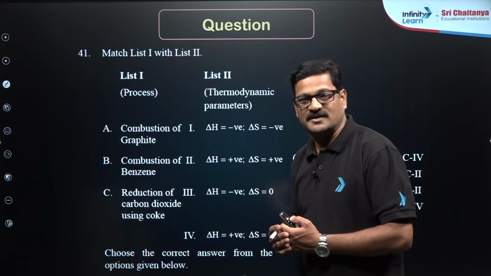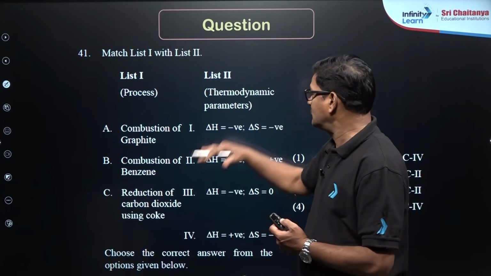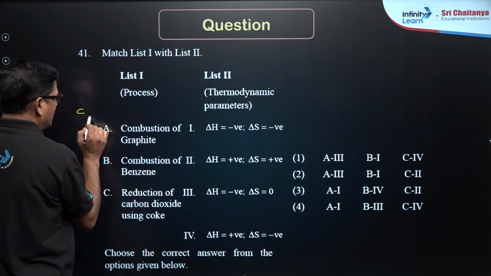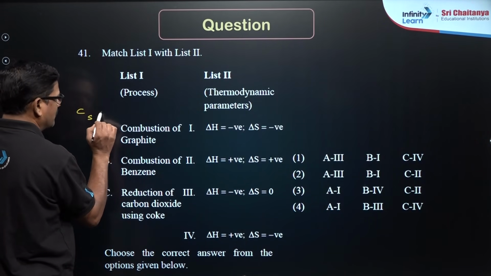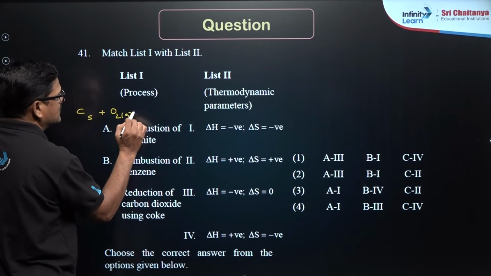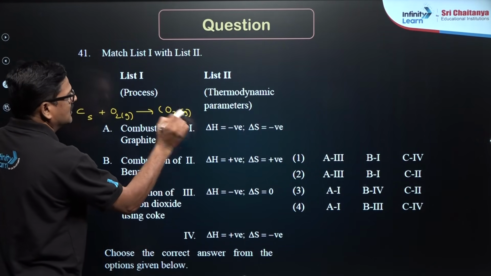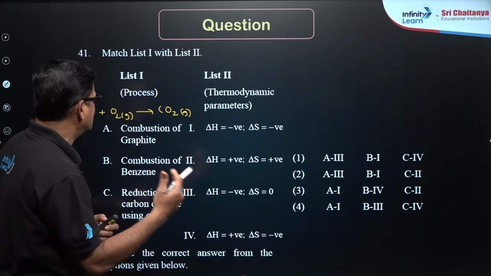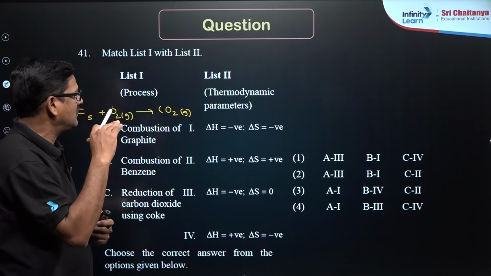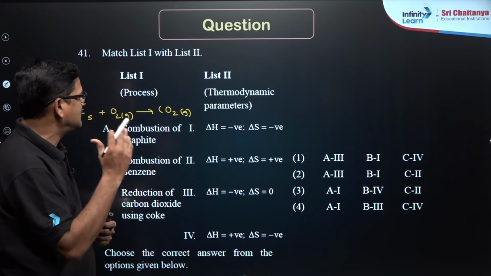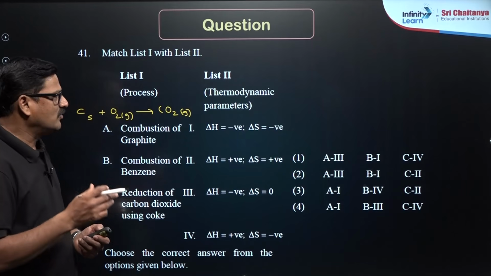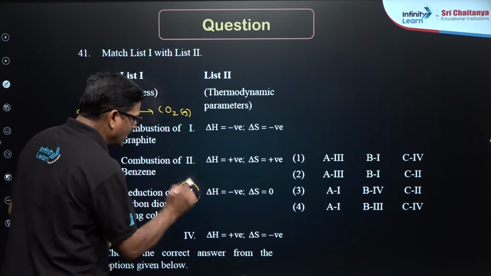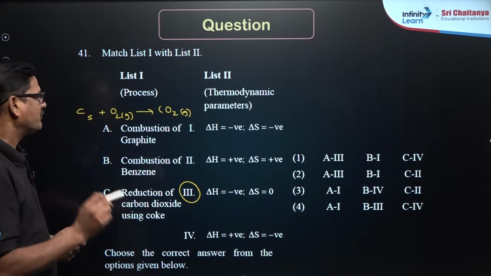So this is a thermodynamics question, my dear students. Here are the process and thermodynamic parameters you see. Combustion of graphite carbon, which is a solid, plus oxygen, which is a gas, gives rise to carbon dioxide, which is a gas. So delta S is going to be approximately 0, and it is an exothermic process, so delta H is going to be negative. So I would like to say here A3, entropy is going to be 0, and another one is going to be B.